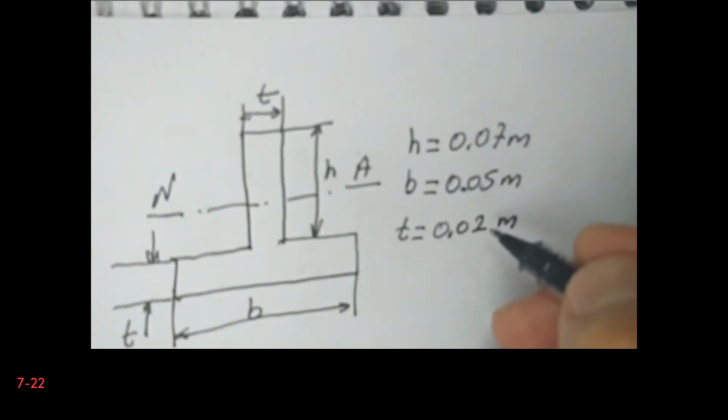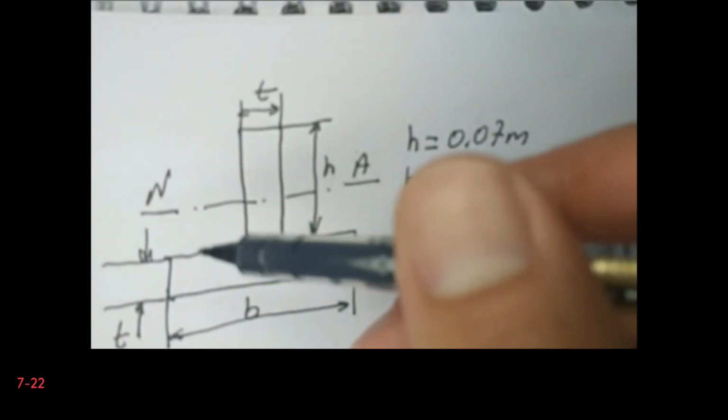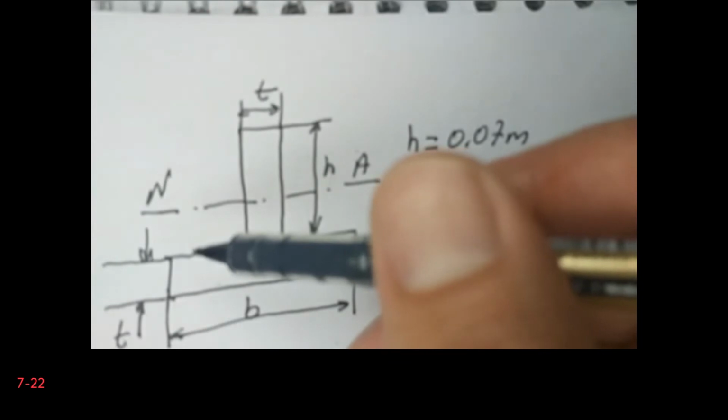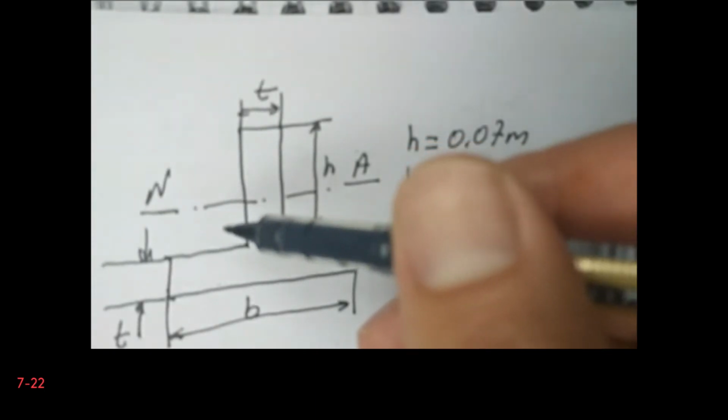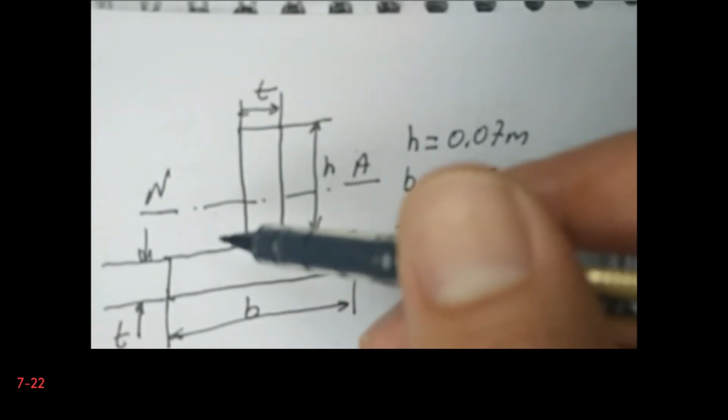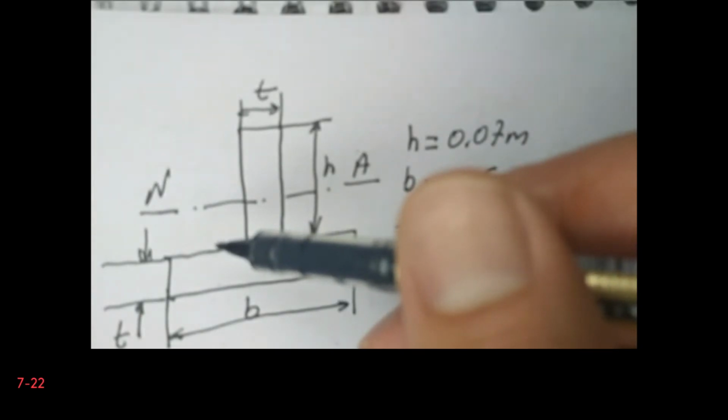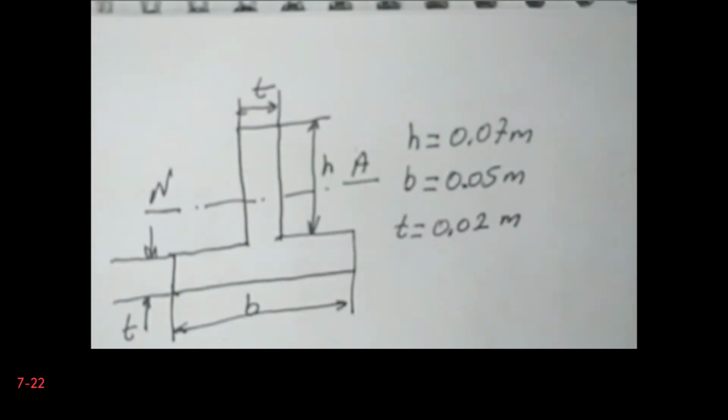Now I will calculate the location of the neutral axis. Therefore, first I need to choose a reference point for my coordinate. In fact, I can choose an arbitrary location. So I will choose this time my reference point as the upper line for my coordinate system. So this is my y.